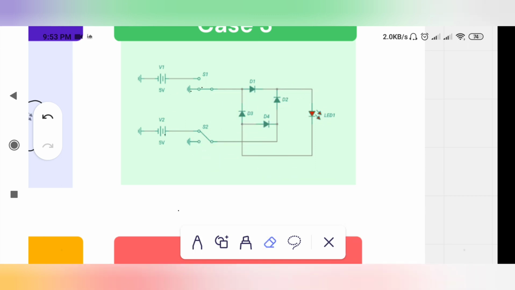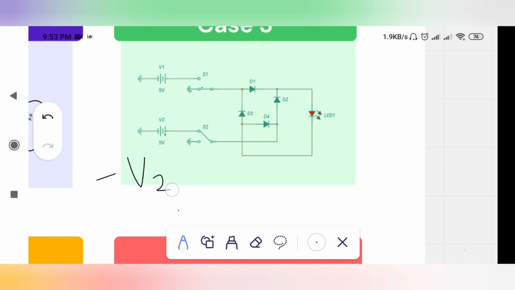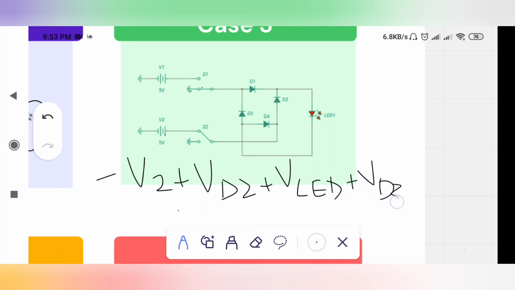Now the KVL equation is exactly the same except for the voltage source: plus VD2 plus VLED plus VD3 is equal to 0.